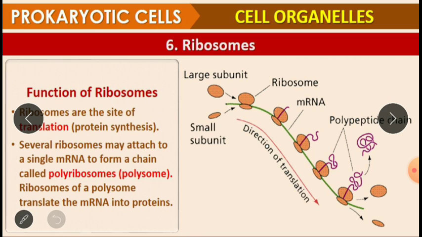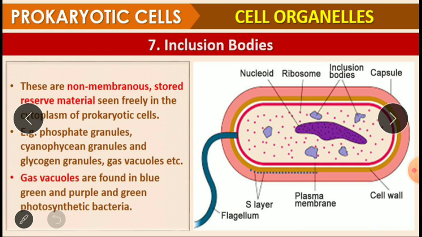As I was telling you, the main role is protein synthesis. Apart from that, several ribosomes may attach to a single mRNA to form a chain called a polyribosome or polysome. Ribosomes of the polysome translate the mRNA into protein.